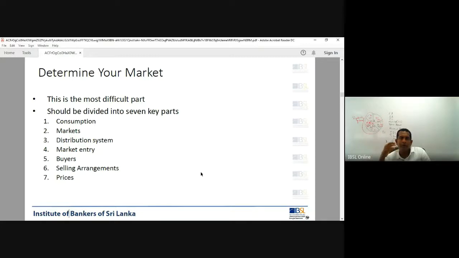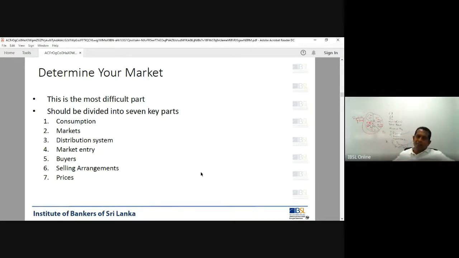If you are dealing sugar, you have to think what will happen in the near future. Will they go for the normal cane sugar or something else? Then the markets. Where am I going to sell? Am I going to sell everywhere? Only the local export or the entire country or Colombo? How am I going to distribute? Is it my own distribution or is it agents? You supply to the agents? How? Market entry. Is it easy to enter to the market?